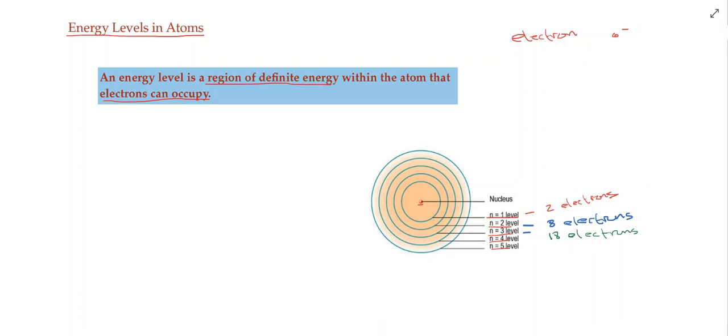If we go out further, out to n is equal to 4. Again, we're moving out, as you can see here. In the region, or the energy level n is equal to 4, it can hold up to 32 electrons.